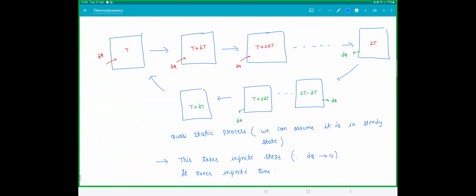So last thing we did was reversible and irreversible process. So the next thing, second law of thermodynamics.